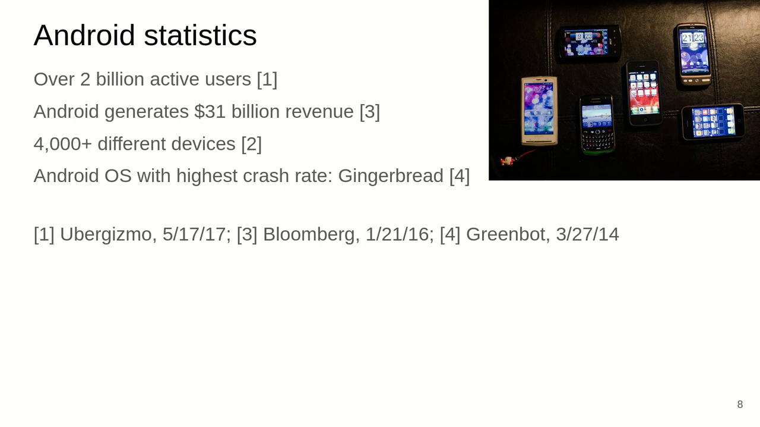So in 2016, Android generated 31 billion in revenue, which is quite a massive amount of money. There's 4,000 different devices and now even more. And sadly, Android Gingerbread had the highest crash rate overall.